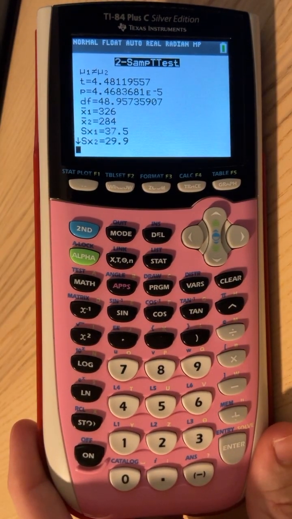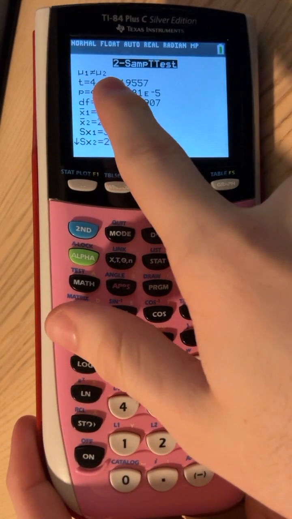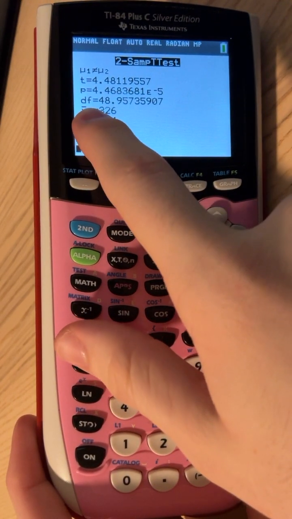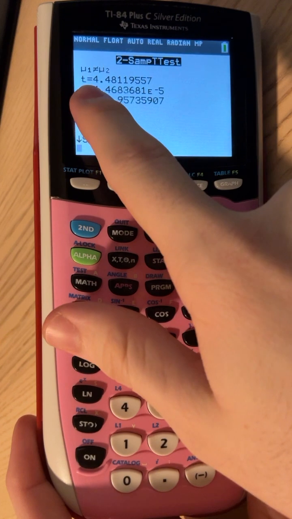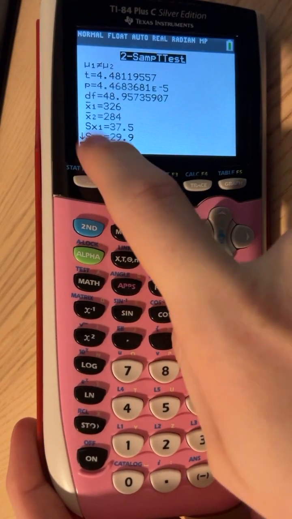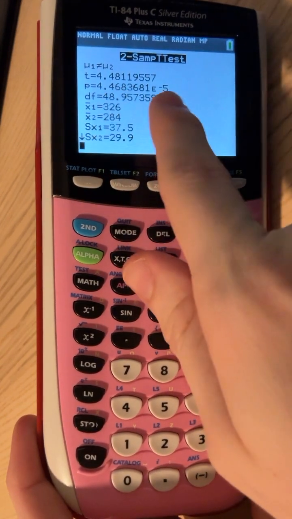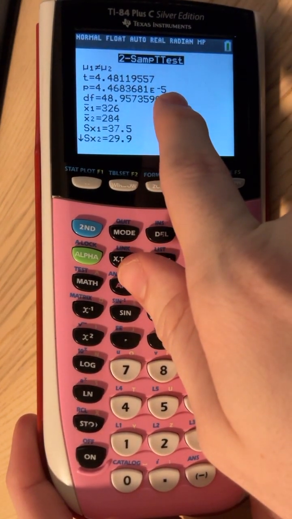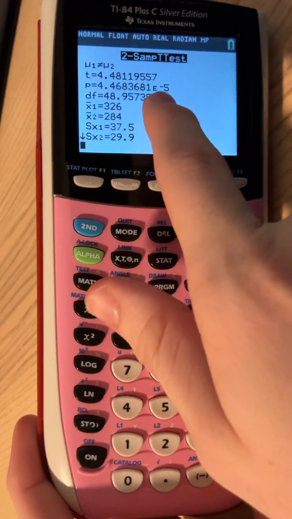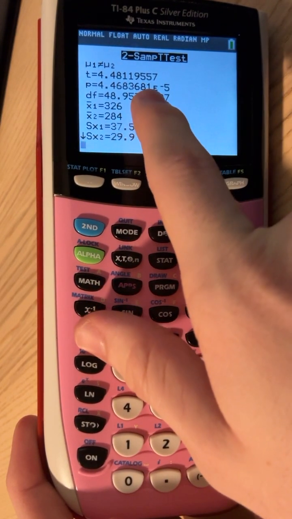So we get many useful values. The top 3 below the alternative hypothesis are the most important. So here we'll have the t-test statistic, 4.48, which is very high. We also get a p-value, which might look high, but we also have this e to the minus 5. So this number is times 10 to the power of minus 5. In other words, divided by 10 to the power of plus 5.